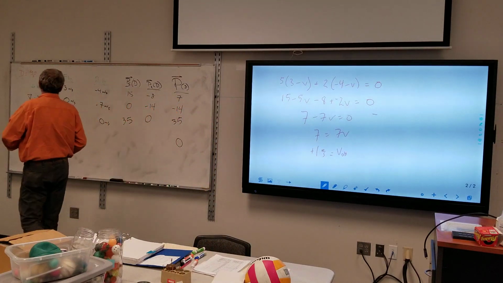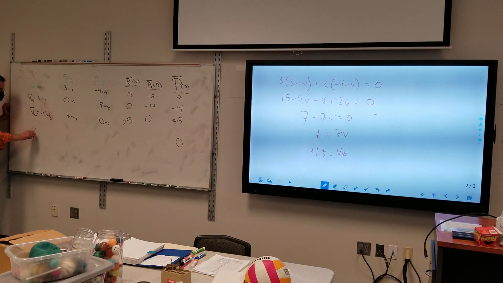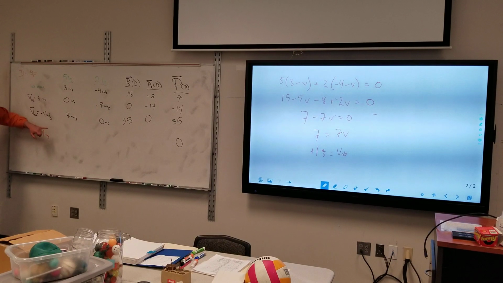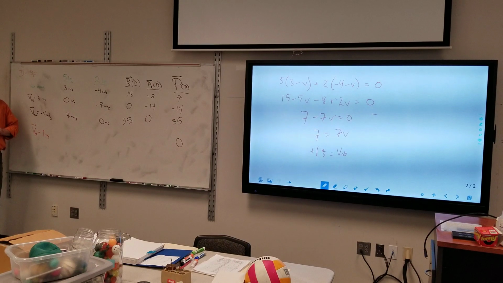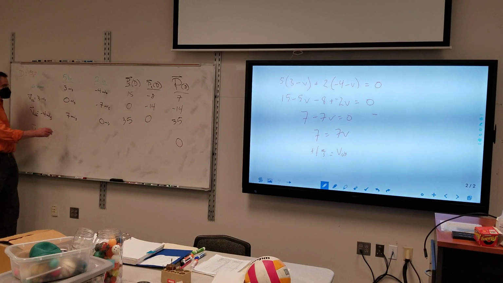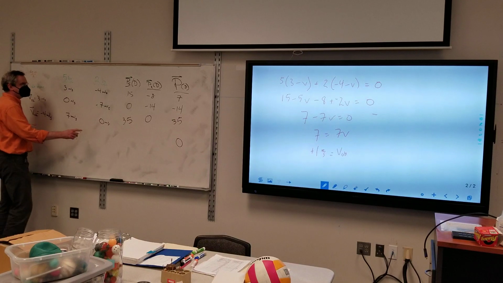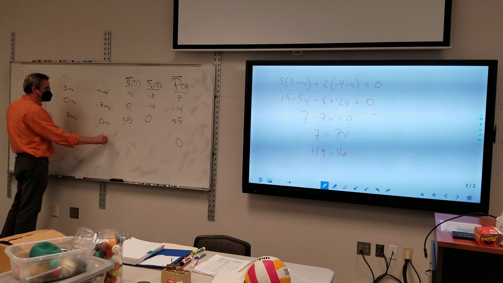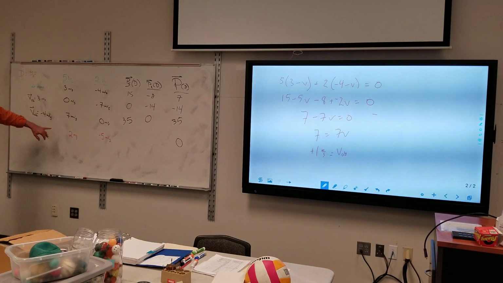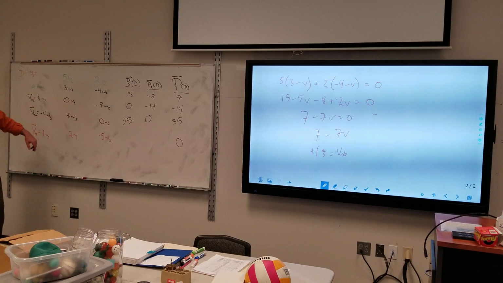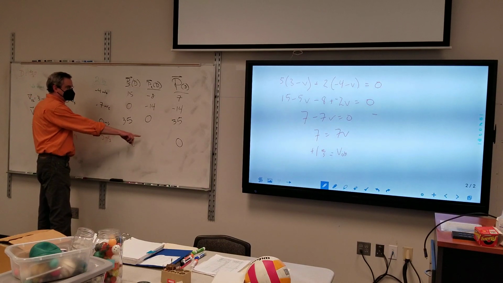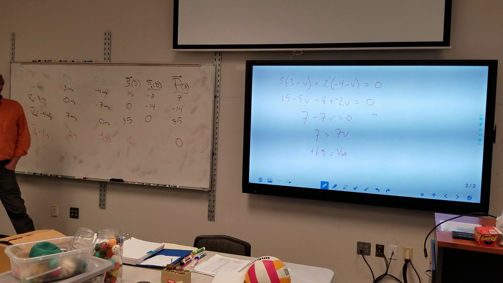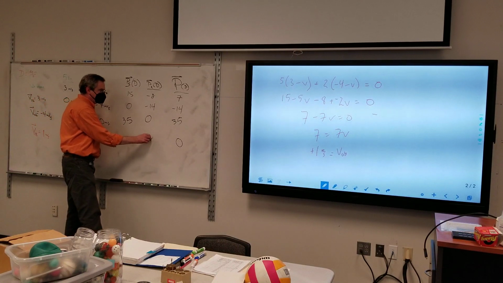Let's see if this works. What is the velocity of the 5 kilogram mass in this new reference frame? 2 meters per second. And then negative 5 meters per second. Momentum of the 5 kilogram? 10 units. And for the 2 kilogram mass? Negative 10. All right, so we nailed it.